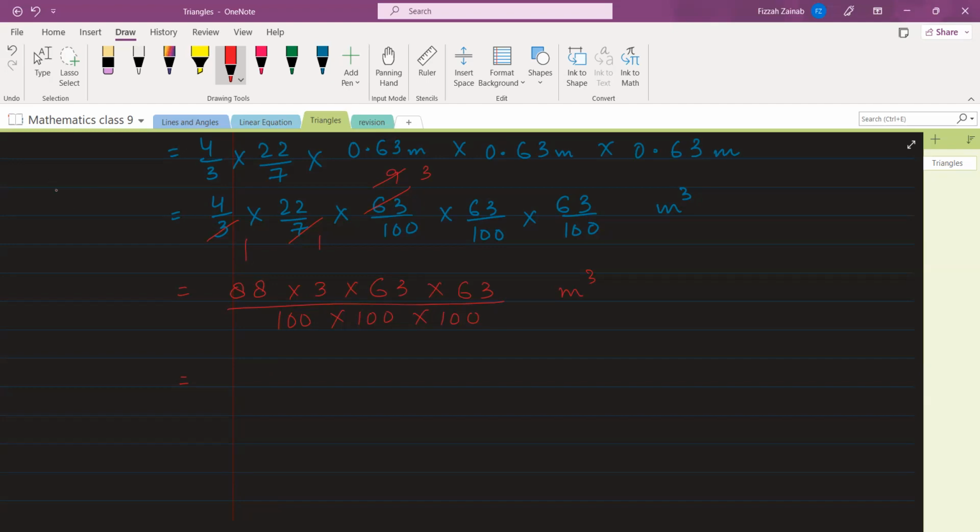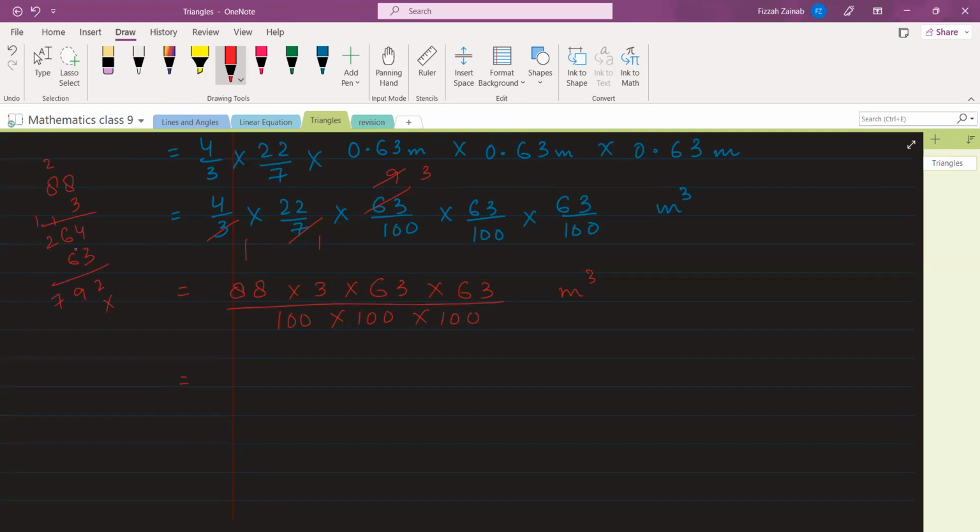Okay, 88 into 3. 3 into 8, 24. Carry 2. 24 into 26. Right? Am I right? 3 into 8 is 24. Okay. So 88 into 3 you have done. Now multiply this by 63. 3 into 4, 12, carry 1. 3 into 6, 18 and 1, 19, carry 1. 3 into 2, 6 and 1, 7.